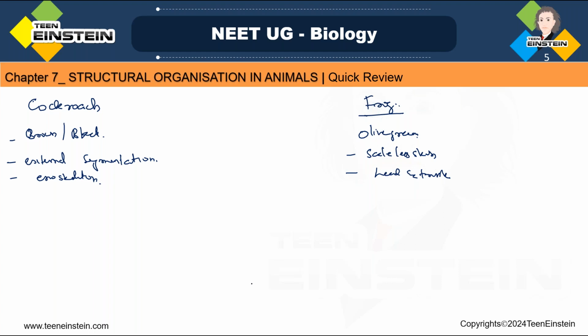And about the body wall, what can we say? The body wall is 3-layered in which one? In cockroach. 3-layered in the sense cuticle is there, hypodermis is there, and basement membrane is there. And in frog you can see a 2-layered body wall, epidermis and dermis.